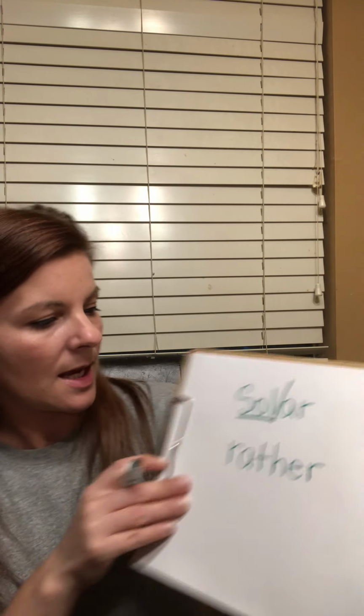Your next word I want you to write is rather. Okay, write that word. Then I want you to divide it by the syllables and underline the accented syllable. Okay. Yes, and you keep that consonant digraph together, rather. And that is the accented syllable. Okay.